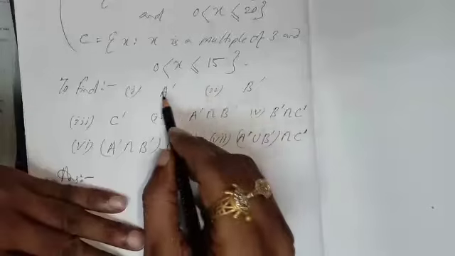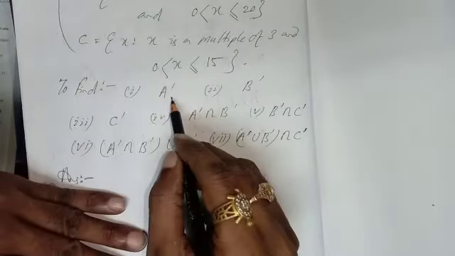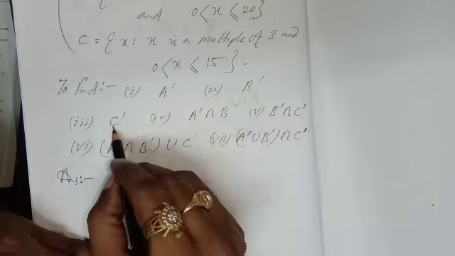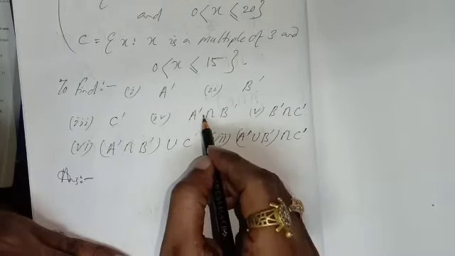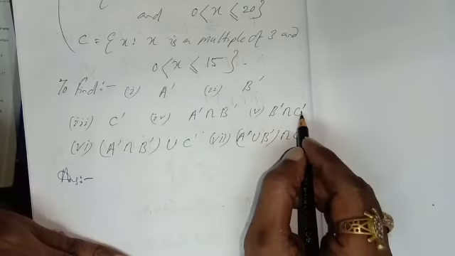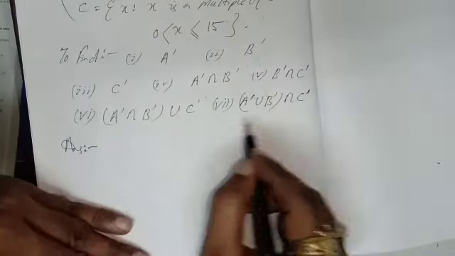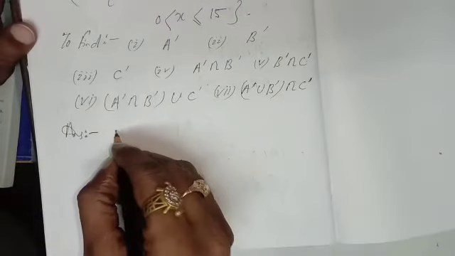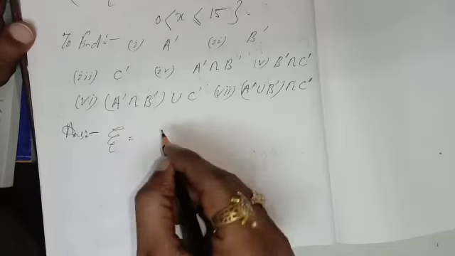You have to find A complement, that is universal set minus A, B complement, universal set minus B, C complement, fourth one is A complement intersection B complement, and B complement intersection C complement. In this case there are 5 parts. Let me solve one by one. First of all I have to find the universal set. That is given.